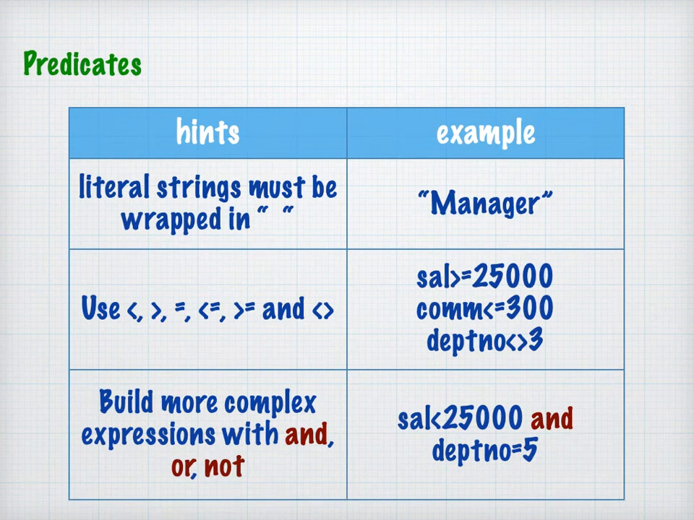So the rules here are that if it's a literal string, we have to wrap it up in quotes. If it's a number, we can just write it. And the kind of operations that we use are less than, greater than, equal to, less than or equal to, greater than or equal to, and not equal to. And we can use complex expressions if we need to, and those can involve the reserved words and, or, and not. So let's go back to that example.